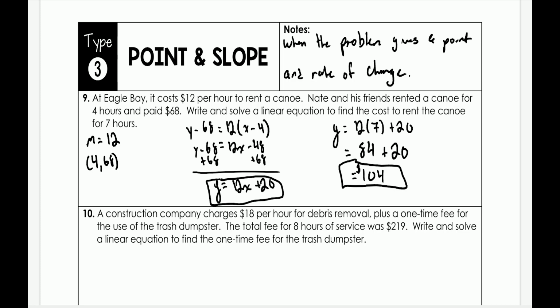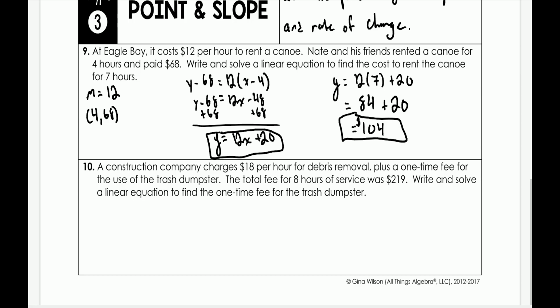And we were able to do that because we know that if you rented it for 4 hours, you had to pay $68. And then we also know that you pay $12 per hour. So really what we were trying to discover would be the base cost. So how much did they have to pay up front in order to get the canoe? So let's move on to number 10, which may be a little bit more applicable to some people.